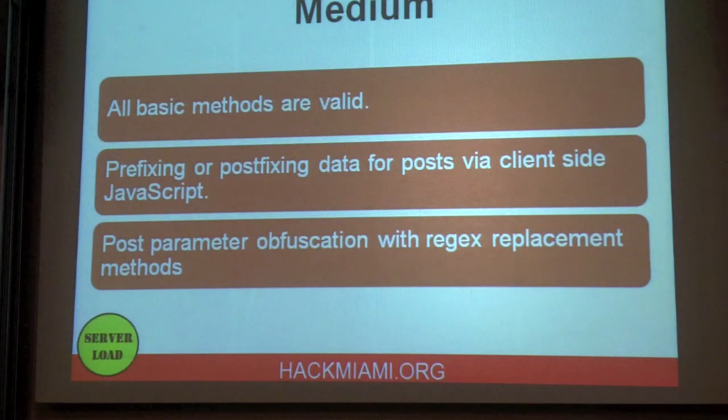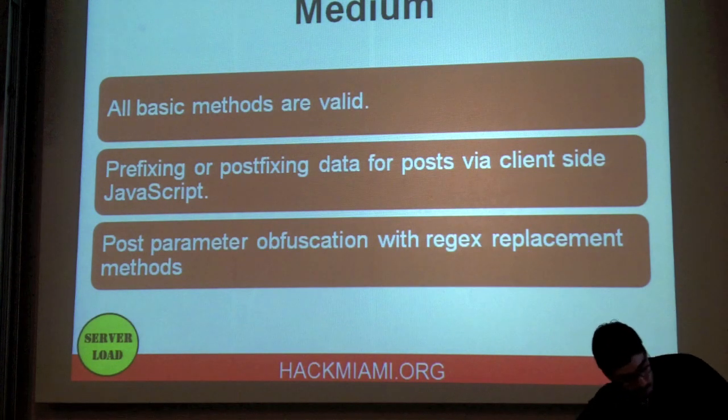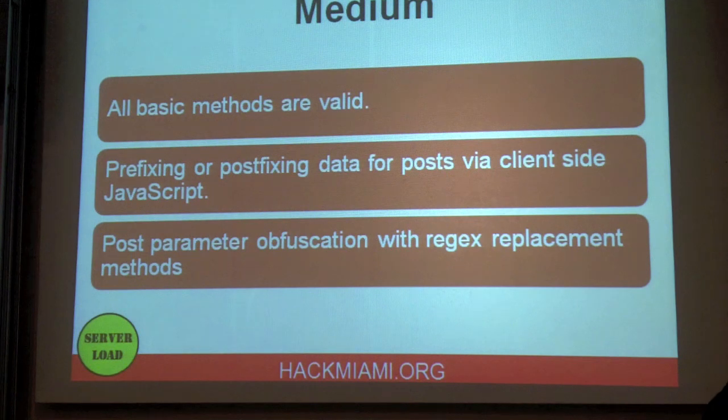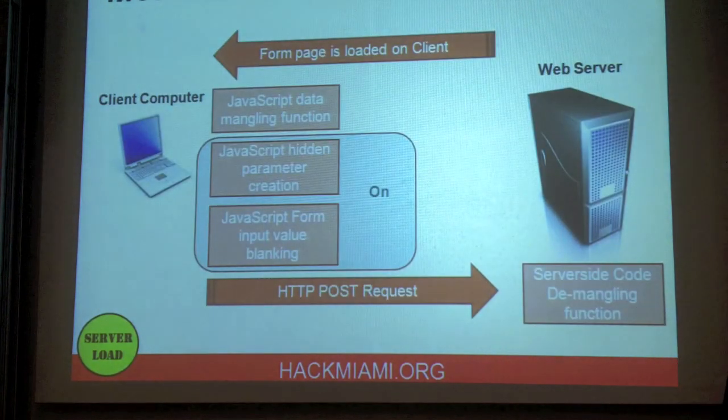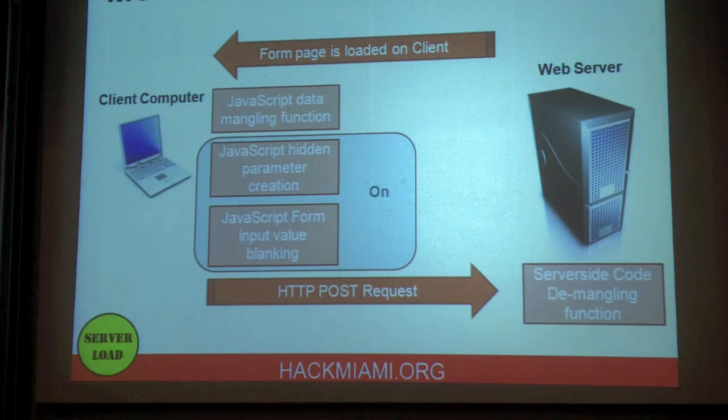Medium: all basic values are valid. We're going to talk about prefixing and postfixing data for post via client-side JavaScript, and post-parameter obfuscation with regex replacement. So let's take a look at this. What we're going to do is load the form page. The JavaScript mangling functions are sent in a GET request, so they don't know what you're doing to mangle your parameters as you send them out to post.